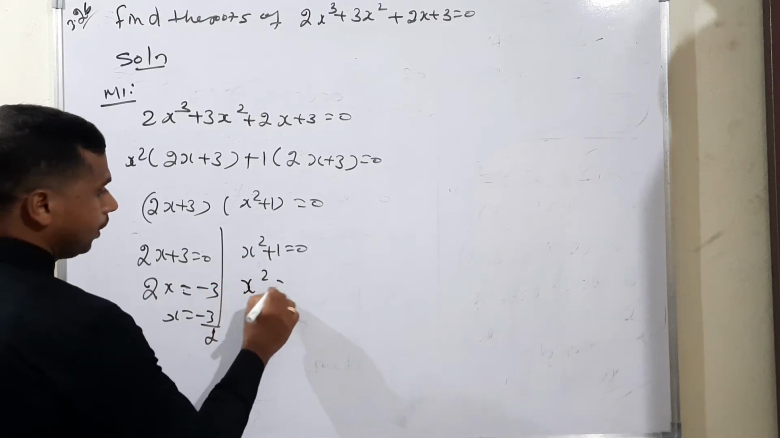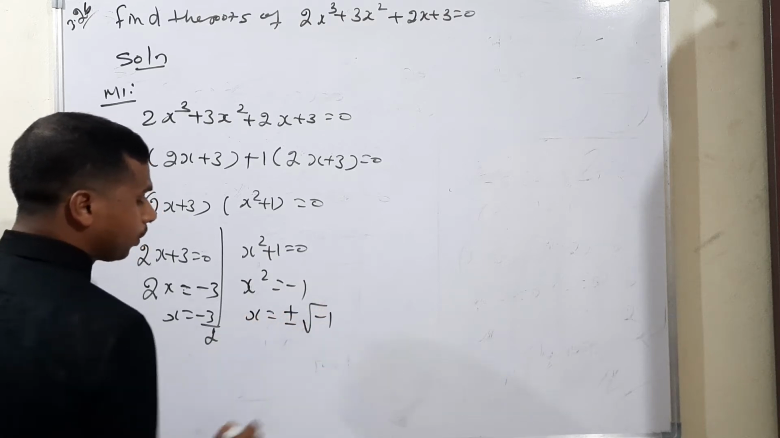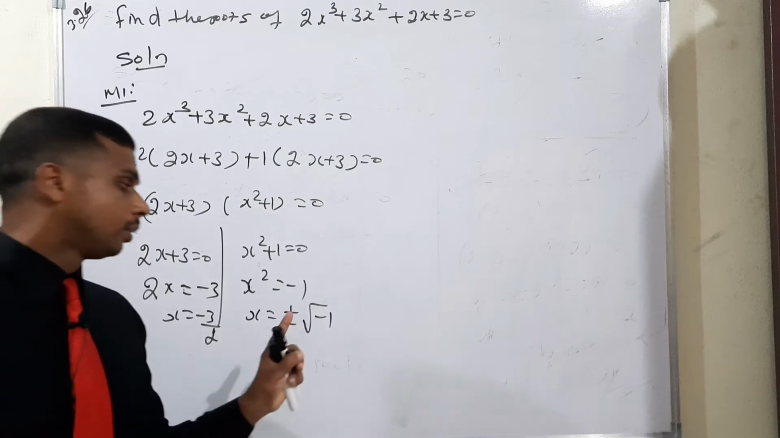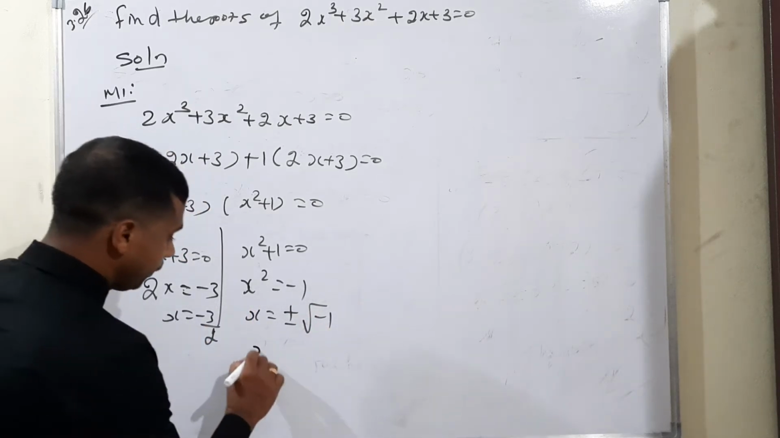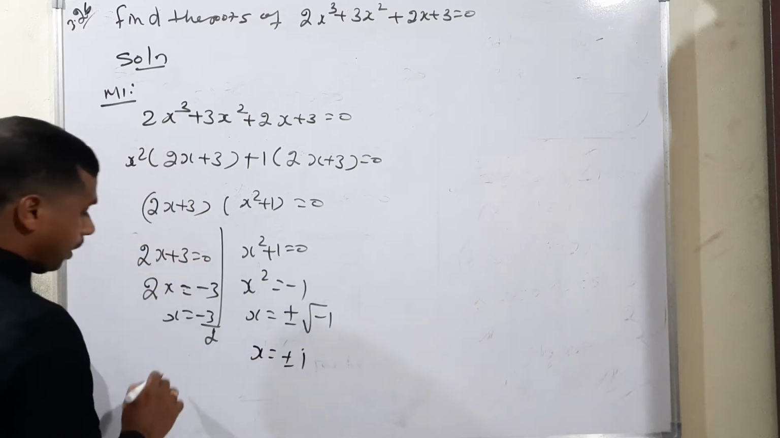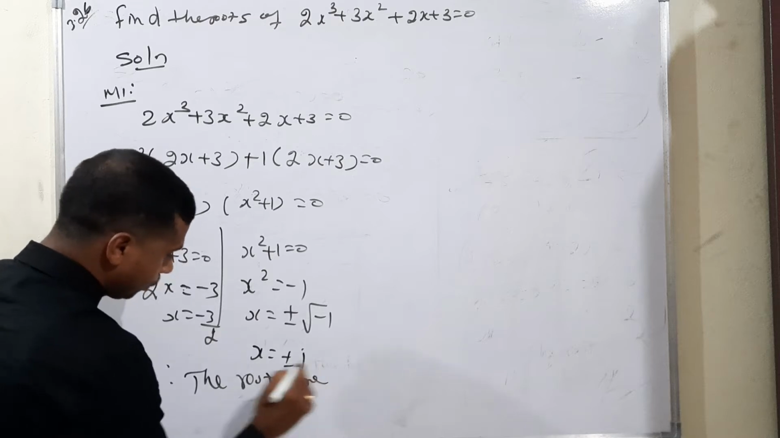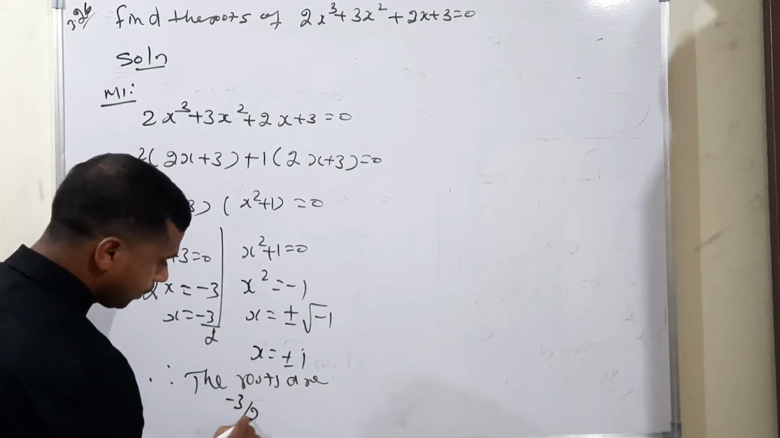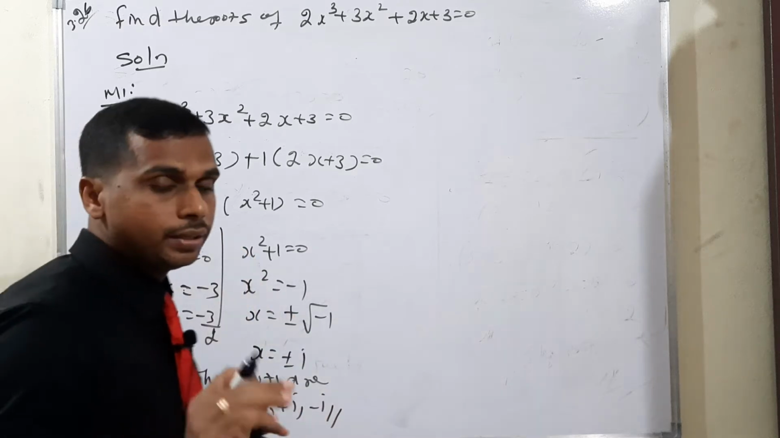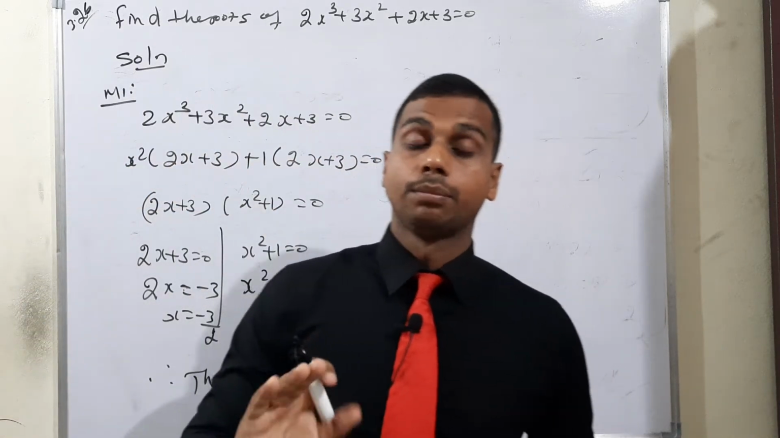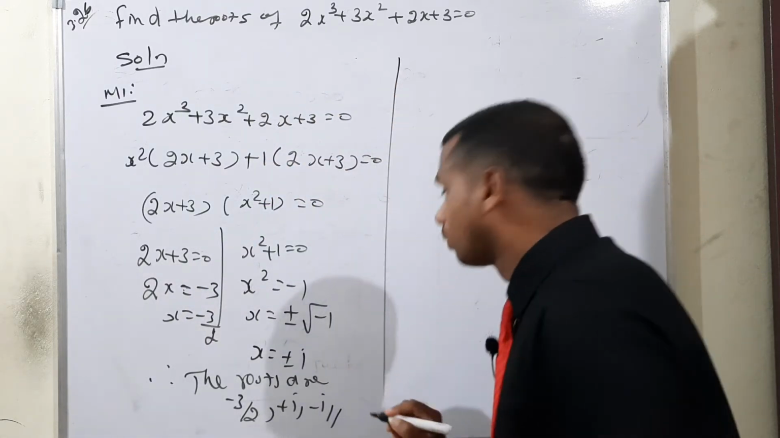Here, what will happen? x square is equal to negative 1. Therefore, x is equal to plus or minus square root of minus 1, which, as I already told you, is not real. This is called imaginary. So x is equal to plus or minus i. Therefore, the roots are negative 3 by 2 and positive i and negative i. This is when you apply the simple line, solve, find, that's all. But for find the rational root, you should apply method 2, that is called synthetic division.